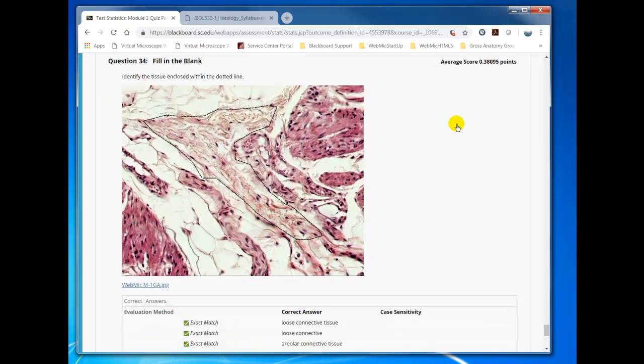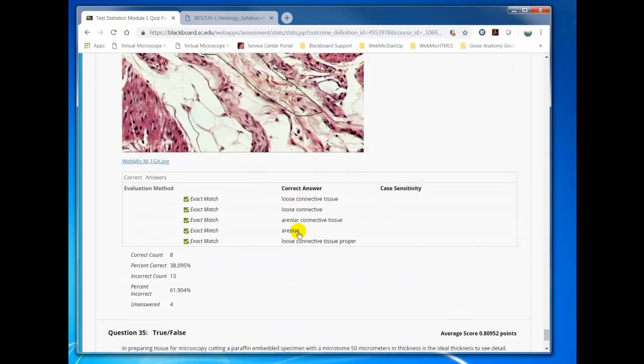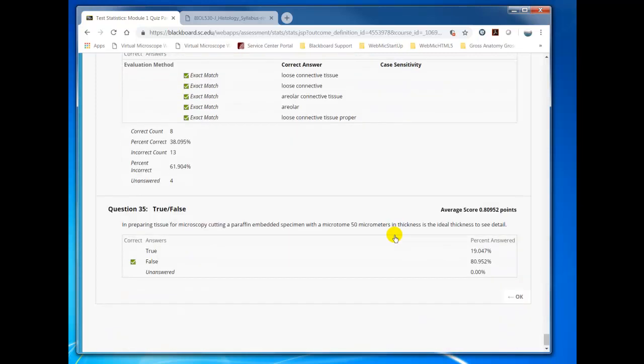Okay, so identify the tissue enclosed within a dotted line. Well, now you have some fibers in here, but they're not very thick. And so when you have fibroblasts, you see the elongated nuclei in here. So we accepted areolar connective tissue, loose connective tissue proper, etc. And not many in the class got that correct.